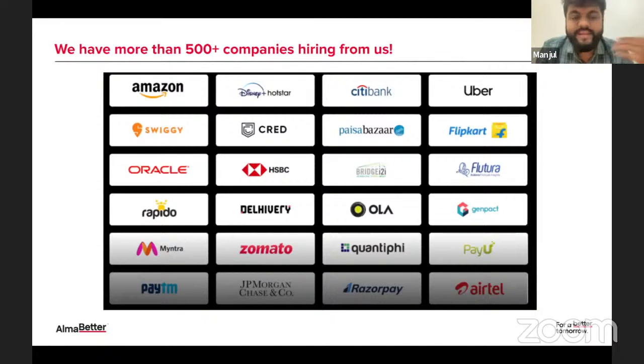Because the more opportunities you get, the more the chances that you will be getting placed by the time we are ending this particular boot camp. So we have 500 plus hiring partners, and that is why we're pretty confident that we will be giving you a 100% job guarantee from our end.